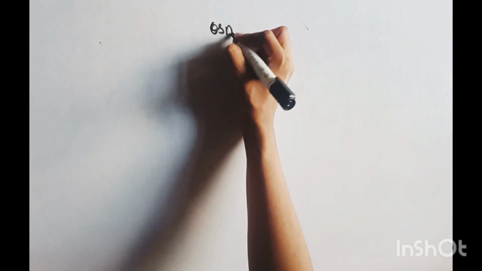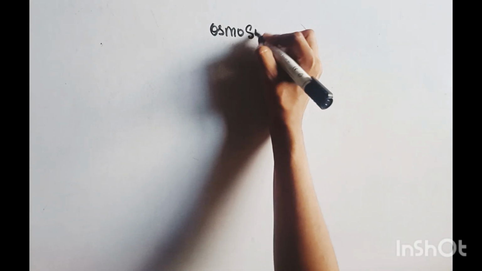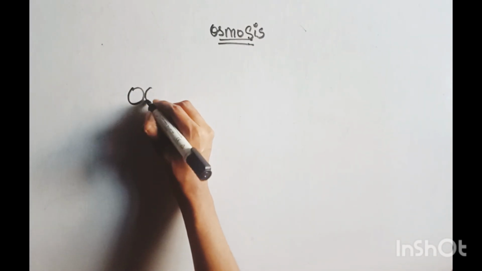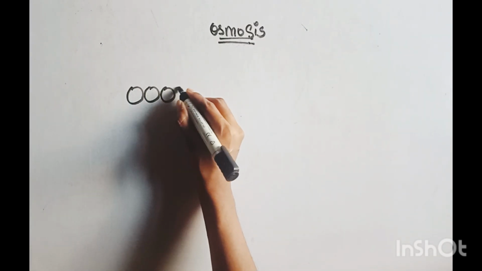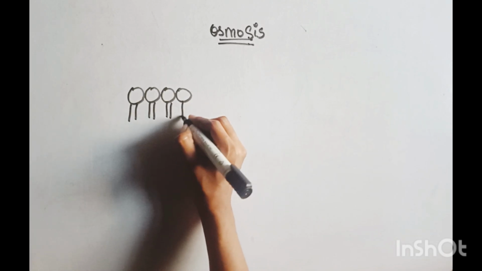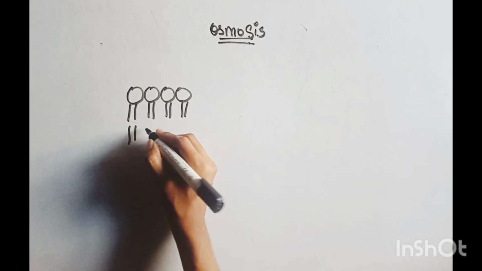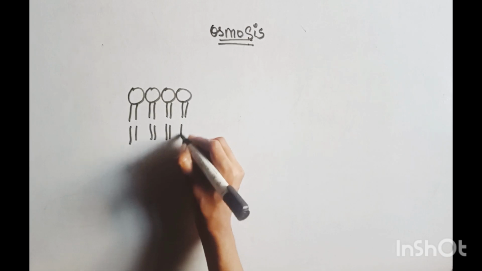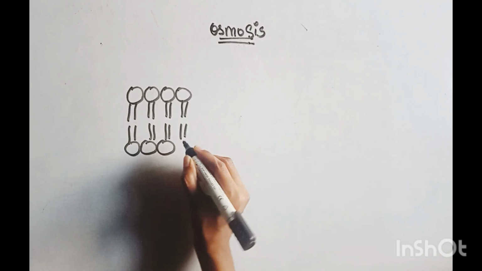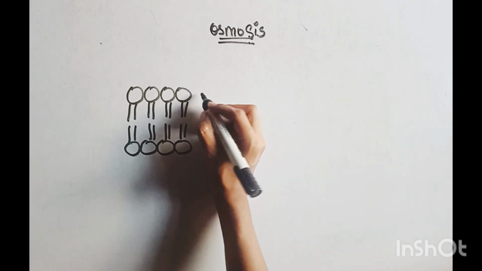In this video, I will discuss the osmosis process. What is osmosis? Osmosis is a passive process. It is the movement of the solvent through the semi-permeable membrane from the high concentration region to the low concentration region. Yes, but the question is, what is a semi-permeable membrane?